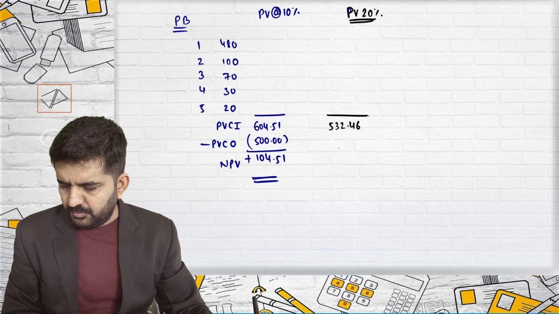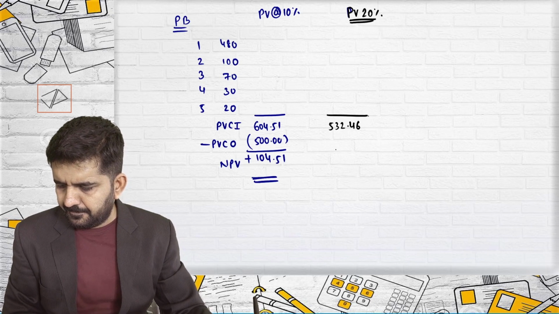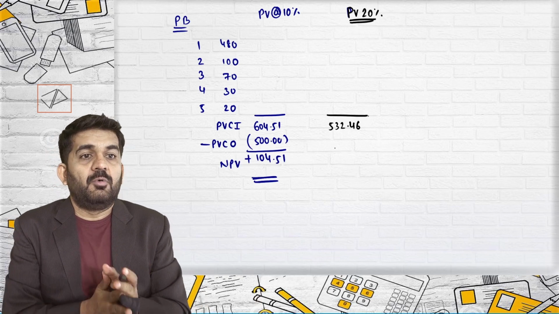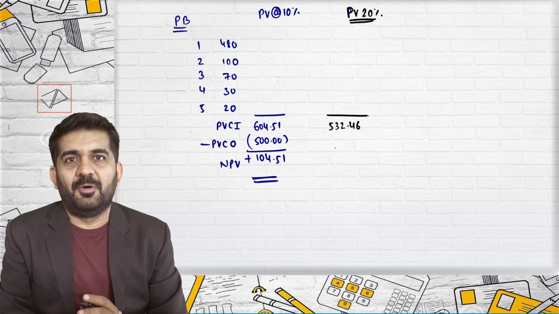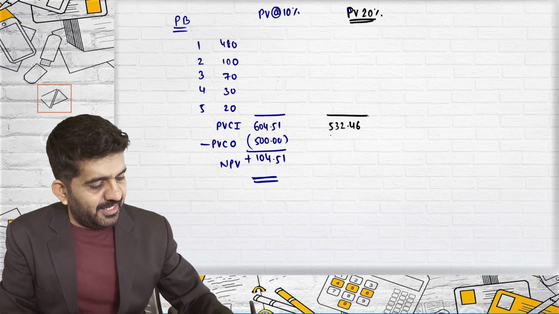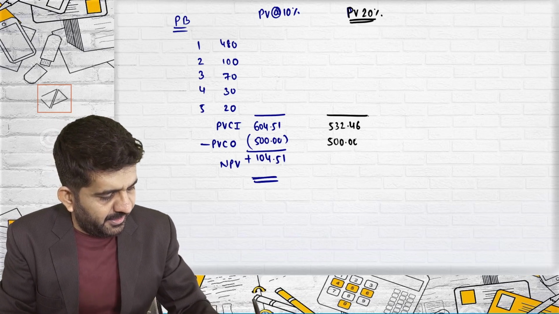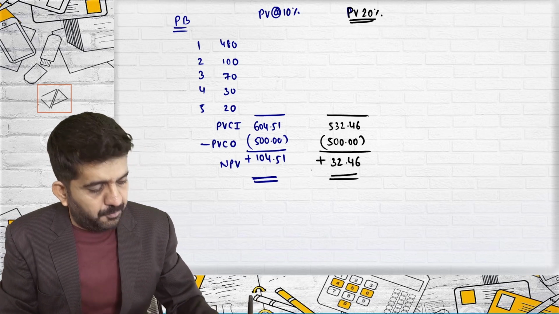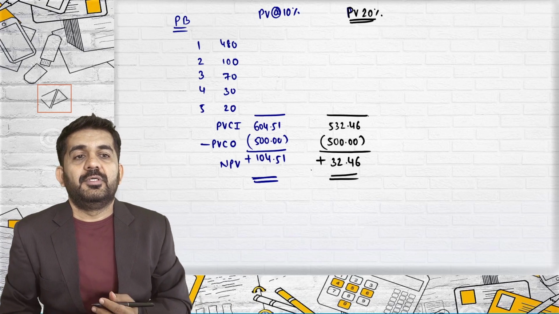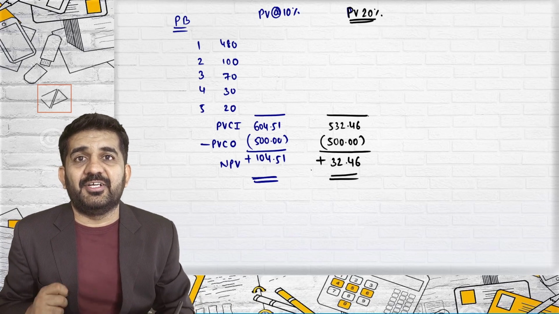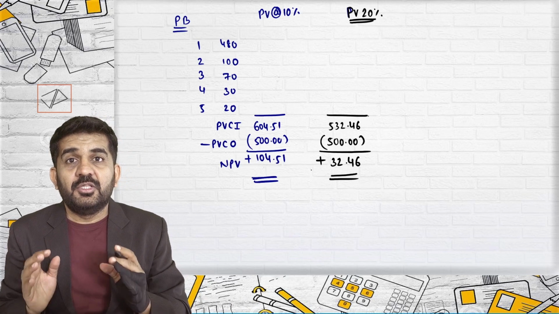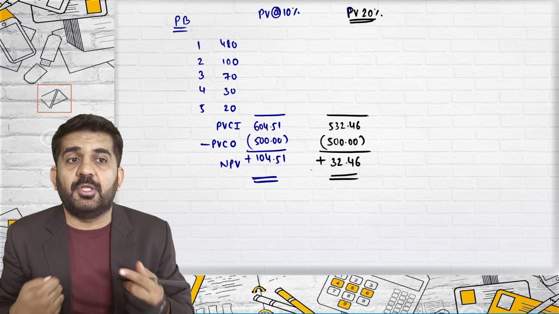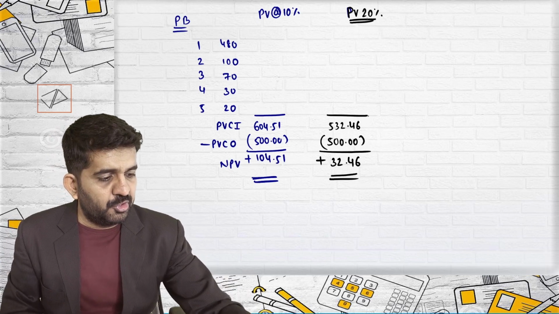Okay, it is 532.46. What is the problem? The problem is I am not getting a negative NPV. 532.46 minus 500 is 32.46, again positive. So my IRR will be greater than 20%. What is IRR? The rate at which NPV is 0. The actual rate of return the project is earning, which will be more than 20%.